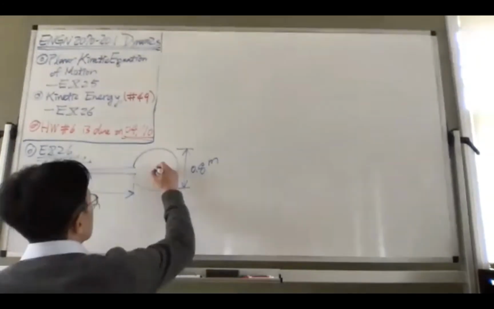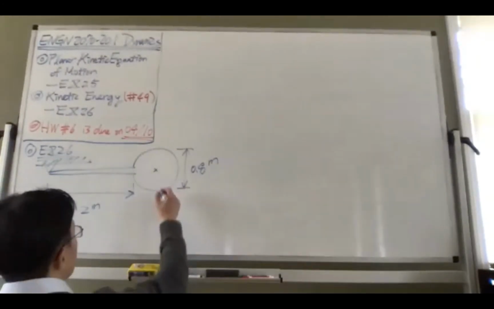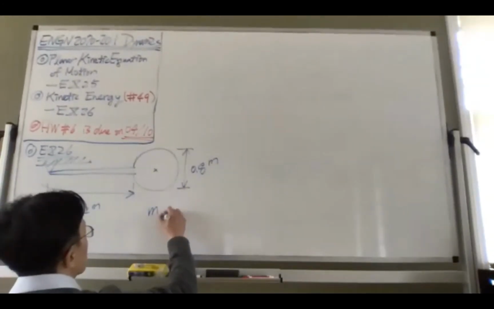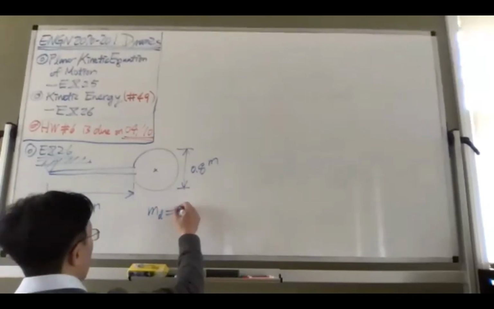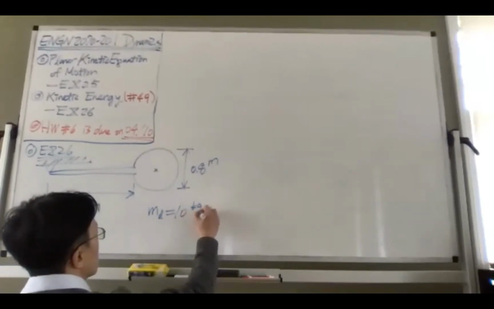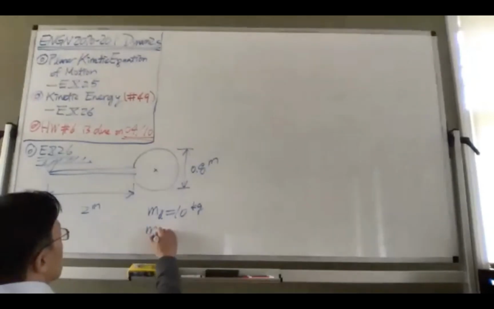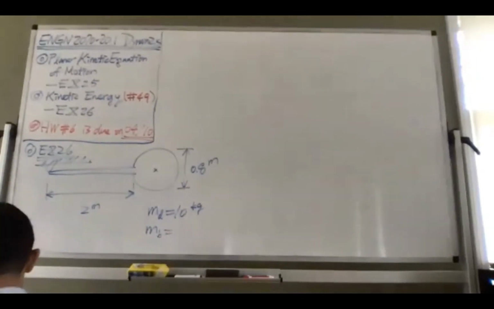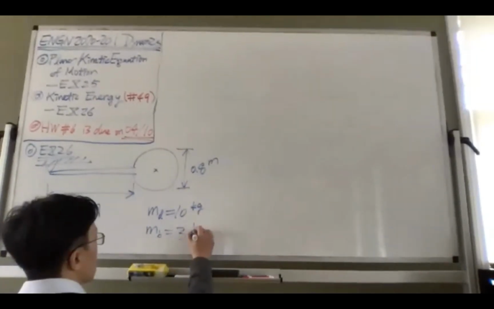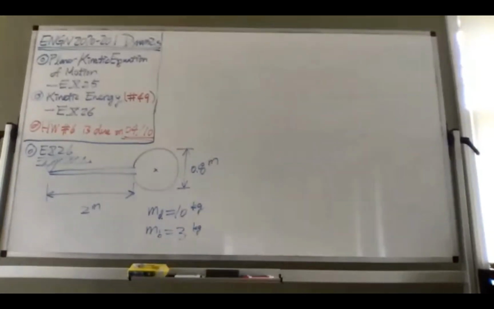The disc has a mass of 10 kilograms. And the bar has a mass of 3 kilograms. So what are we finding?